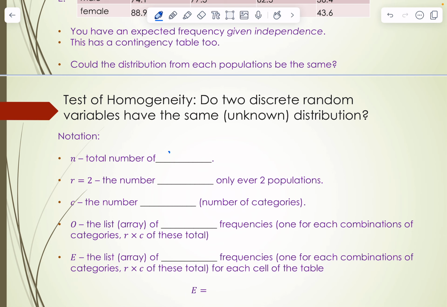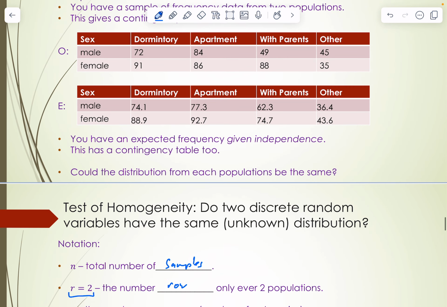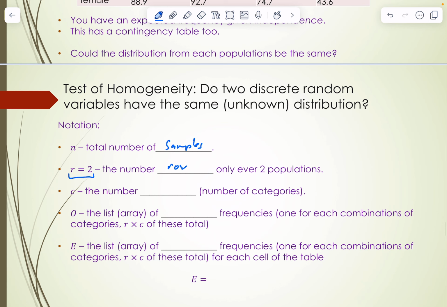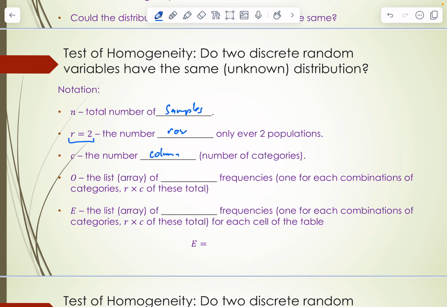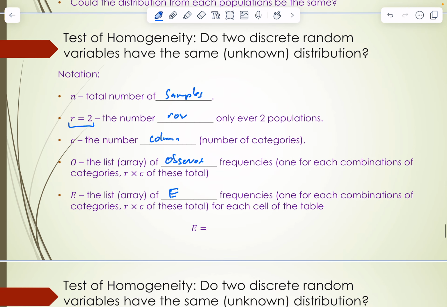N is the total number of samples. R equals 2. There's just going to be 2 in this case, and that's the number of rows. I always think of that as each population having its own row. C is the number of columns, and there may be many. O is the list of observed. E is the list of expected.